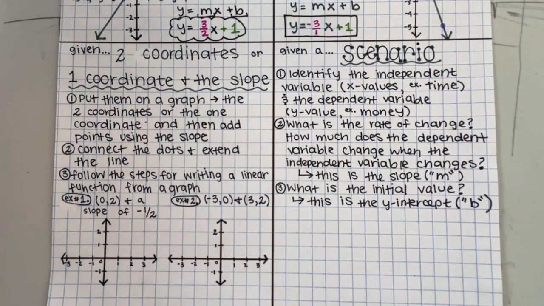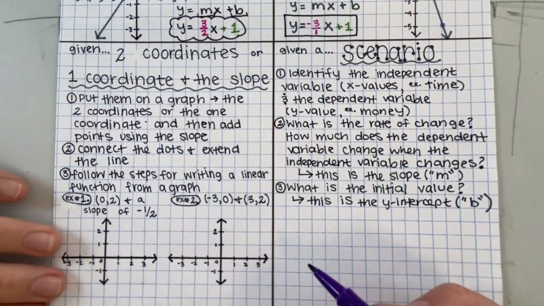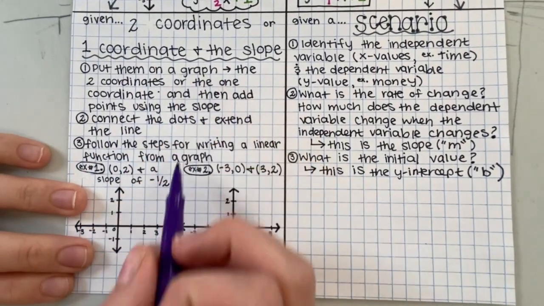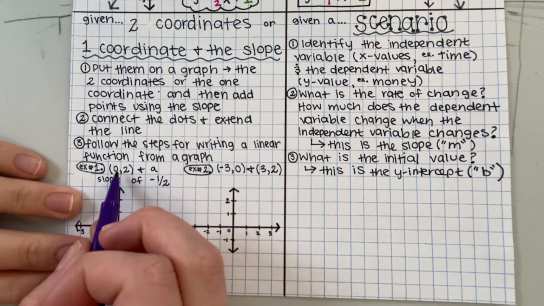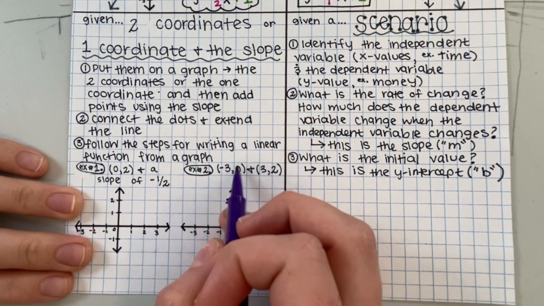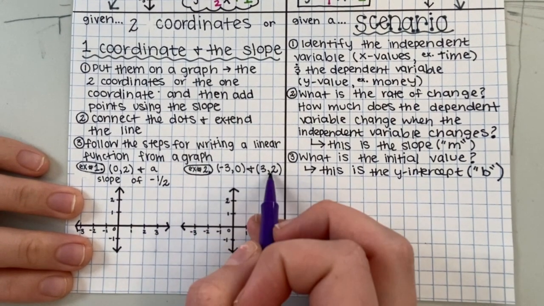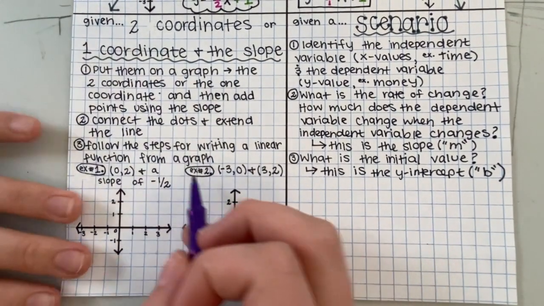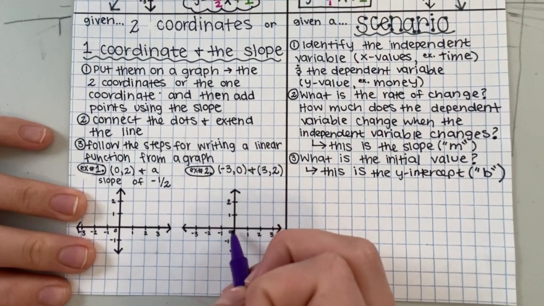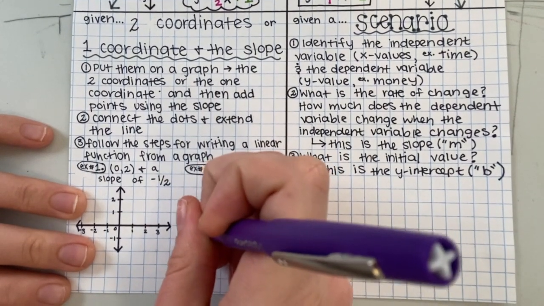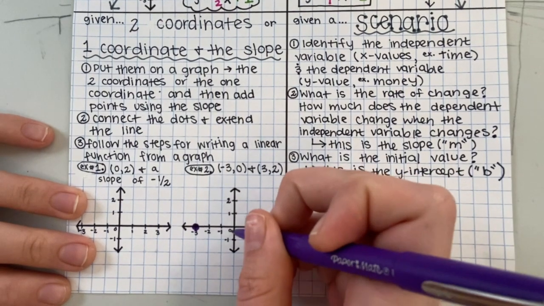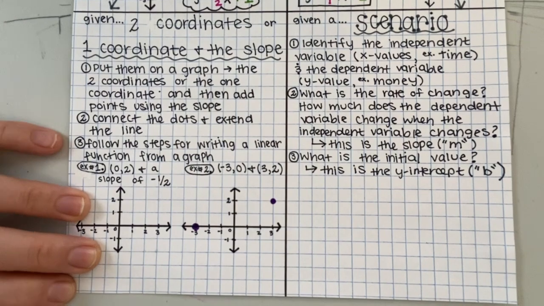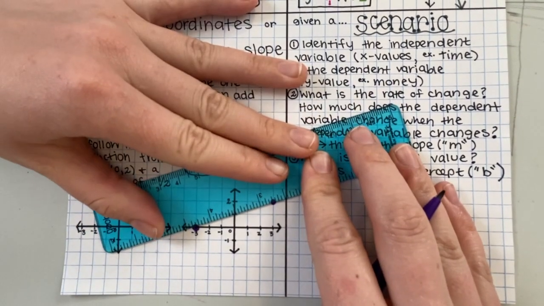So I'll show you what I mean by that. This first step is to put them on the graph. My first example is a coordinate and the slope, and the second example is 2 coordinates. So let's look at the 2 coordinates first. In this example, example number 2, we've got the coordinate -3, 0, and we've got the coordinate 3, 2. And then what I'm going to do is connect these dots and extend my line.